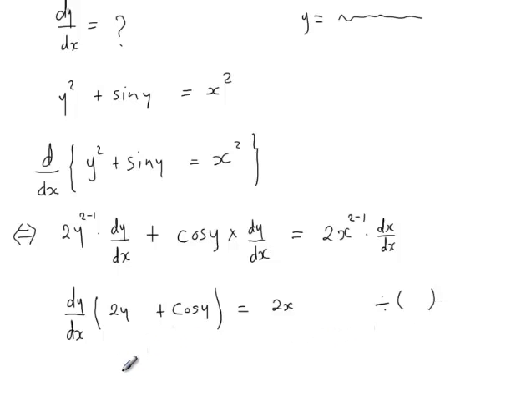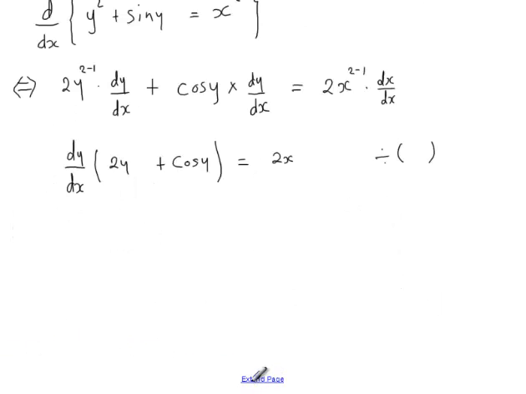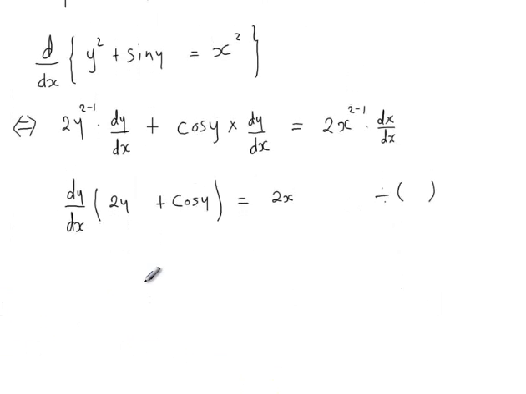If you do that, we then get to a point where we're going to be able to say dy/dx is equal to 2x divided by 2y plus cosine y. Do you get that? Okay.